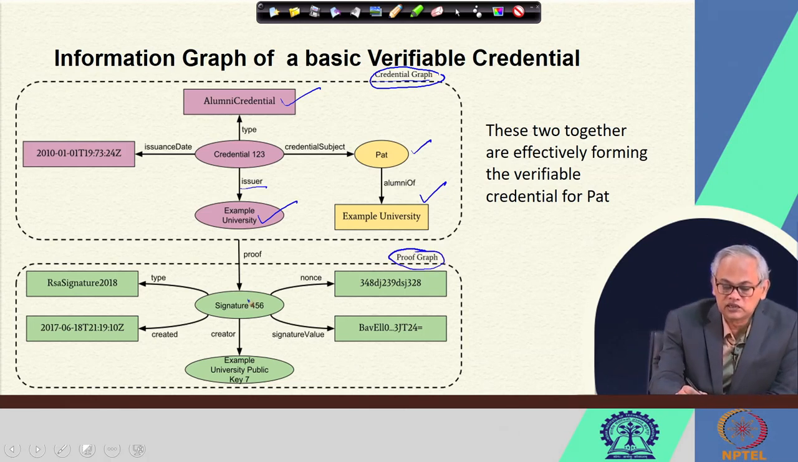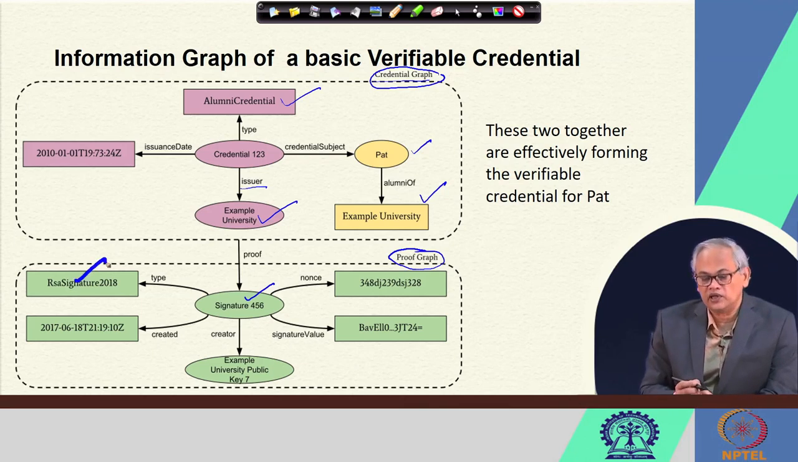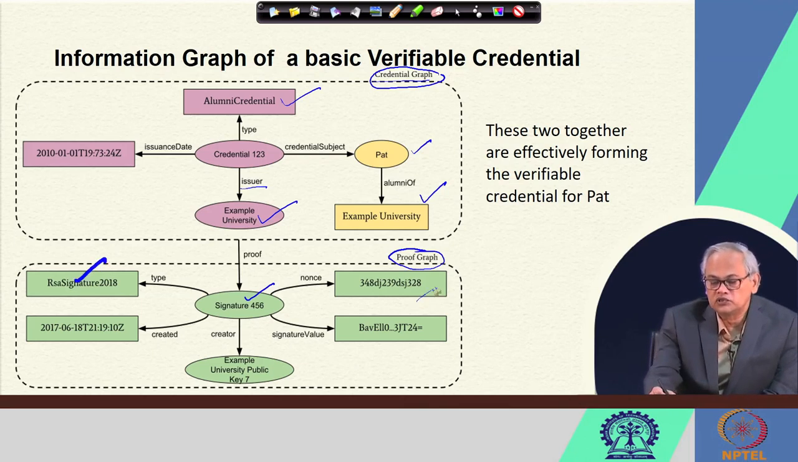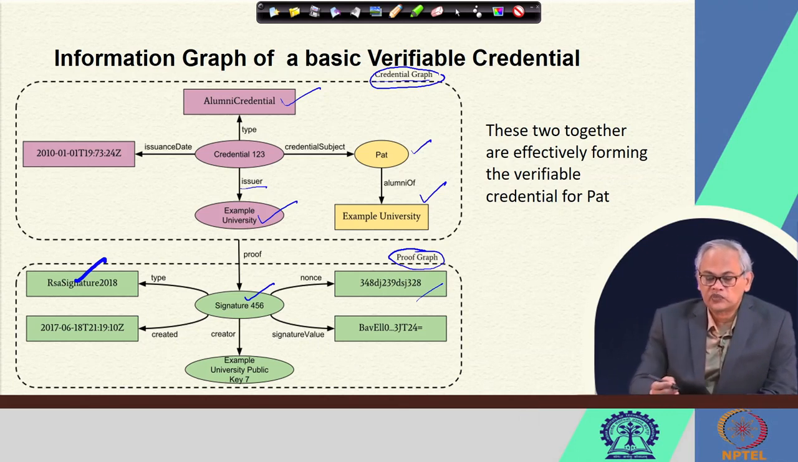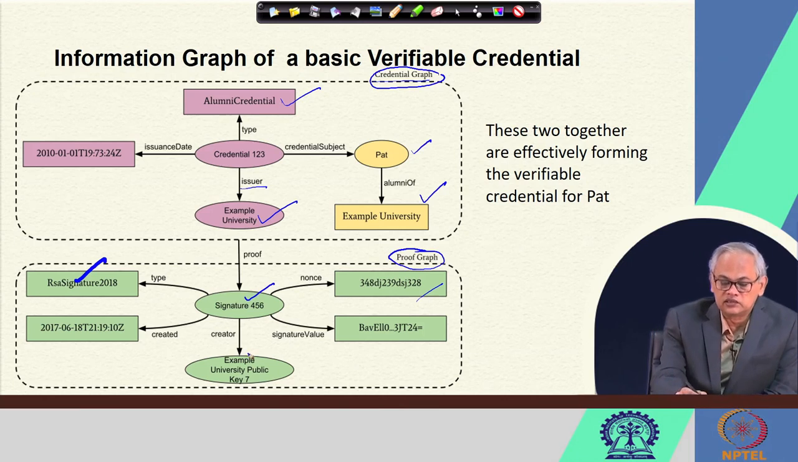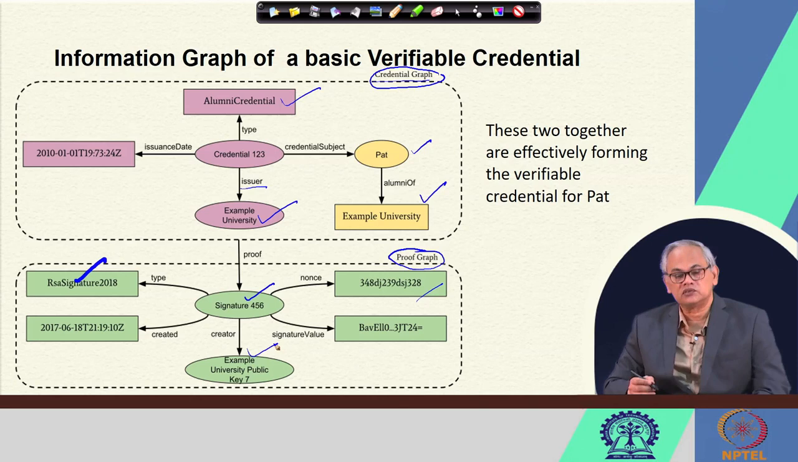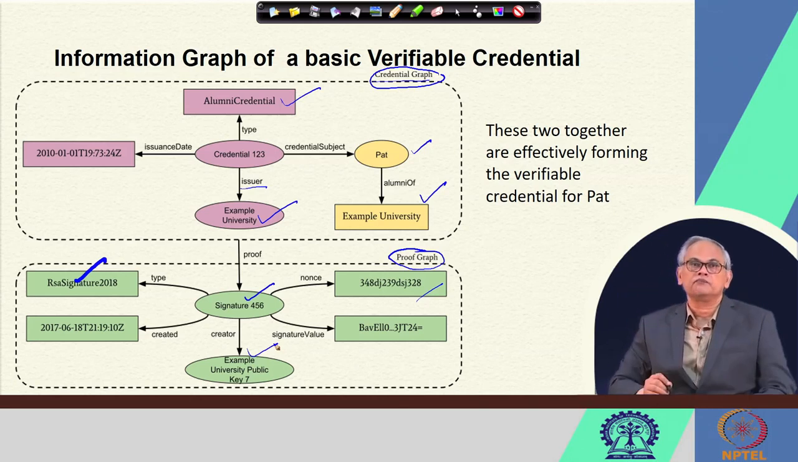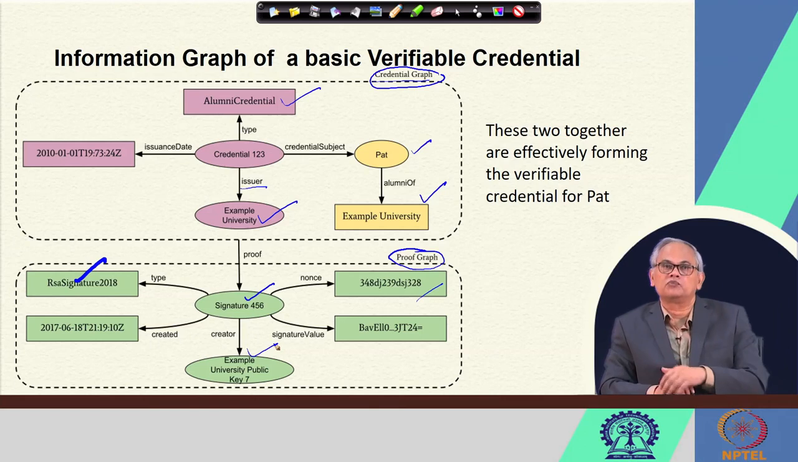So, there is this signature 456 and it says it is an RSA signature 2018, and there is a nonce which is used to ensure that this can be used only once, and then there is a signature value and it says the creator is that example university which has this public key 7. So, that means that this entire VC has been encoded or encrypted, I would say. So, it is encrypted by the private key of the issuer.